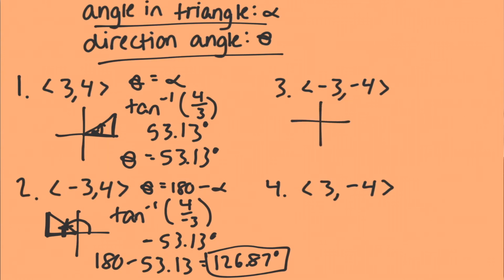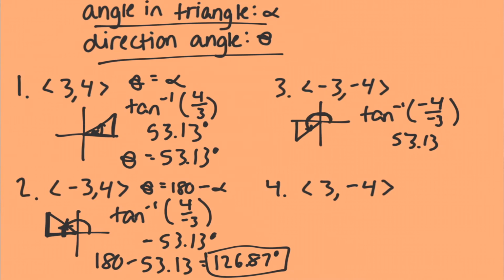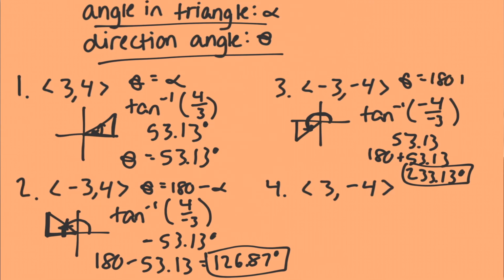Quadrant 3, we're going left and down, so it's going to be down here. So that'll be going in this direction. You don't use 270. This is going to be a semicircle plus this amount extra. So you need to do 180 plus 53.13. So for quadrant 3, your direction angle is always going to be 180 plus your angle.